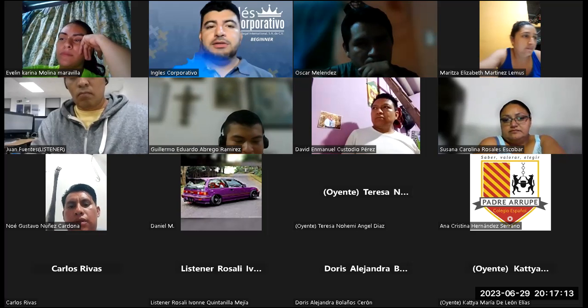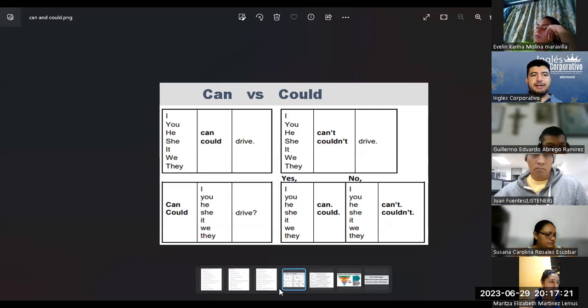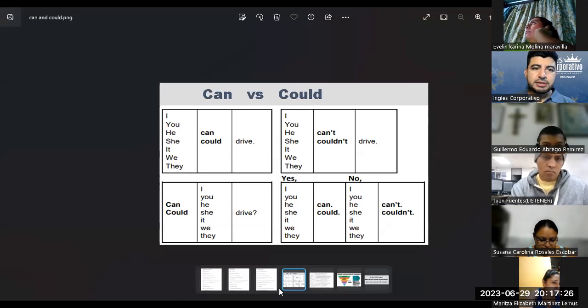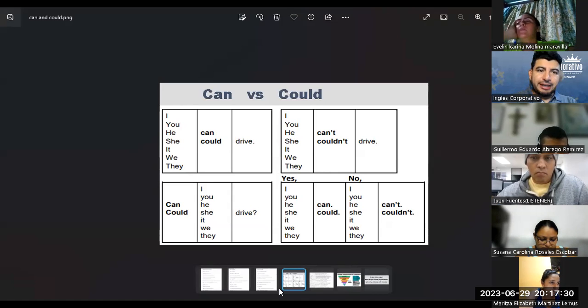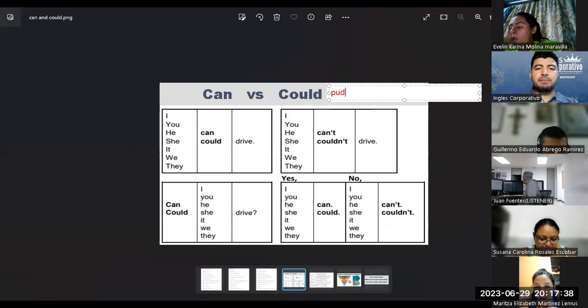Okay. So in this case, here we have can versus could. And obviously, we have differences between can and could. Ya sabemos que can significa poder. Yo puedo, tú puedes. O pregunta, ¿puedes tú? Could es podría. Tú podrías, él podría. Nosotros no podríamos. Pero también, it also means pude.